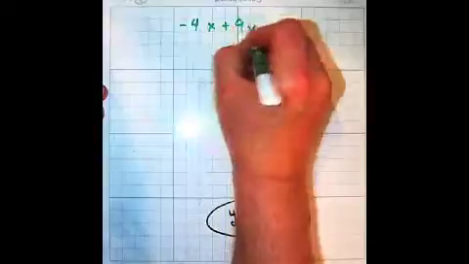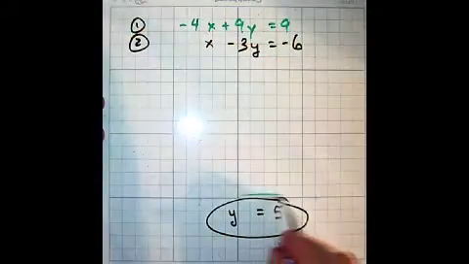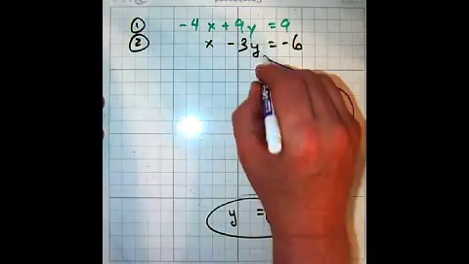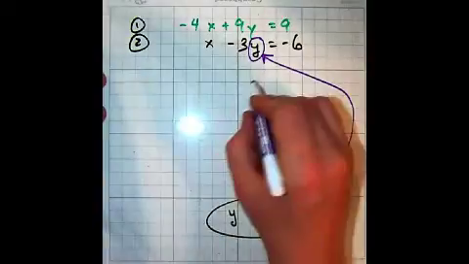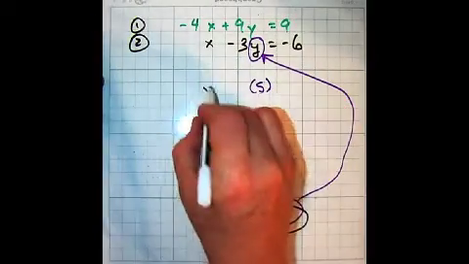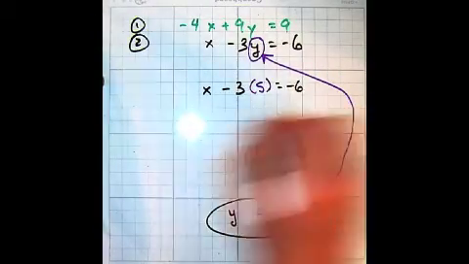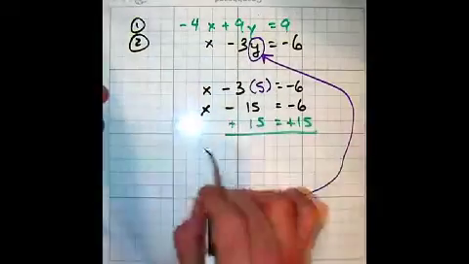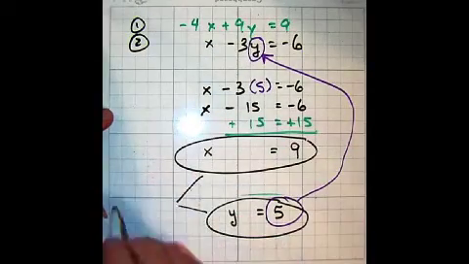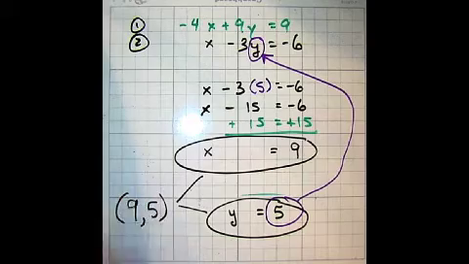Now we take that y and we can plug it into either one of the first two equations. We'll substitute it in for y, and when we do that, we end up solving for x, because you have one equation with one unknown, and you have x is equal to 9. And this is a point, (9, 5), which is the solution. 9 is the x value, and 5 is the y value.